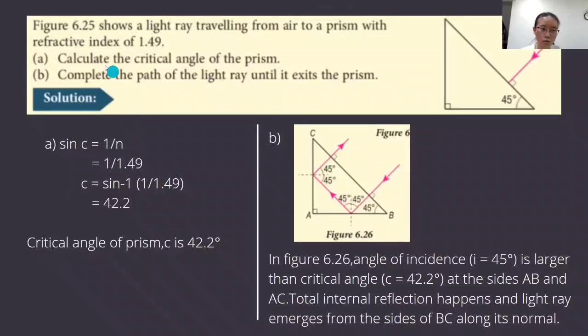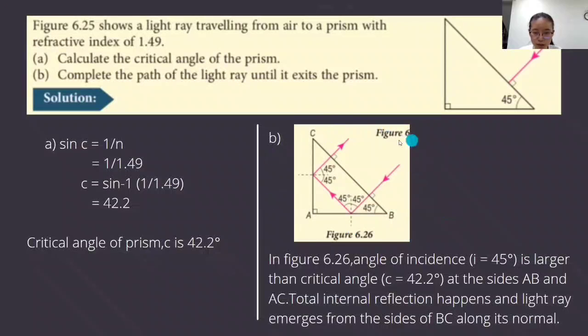Okay, so to calculate the critical angle of the prism, we need to use this formula. Okay, sin c equals 1 divided by n, equals 1 divided by 1.49. Then we move the sin to the other side of the equation: c equals sin^-1 of 1 divided by 1.49. And we get the answer. The critical angle of the prism equals 42.2 degrees.